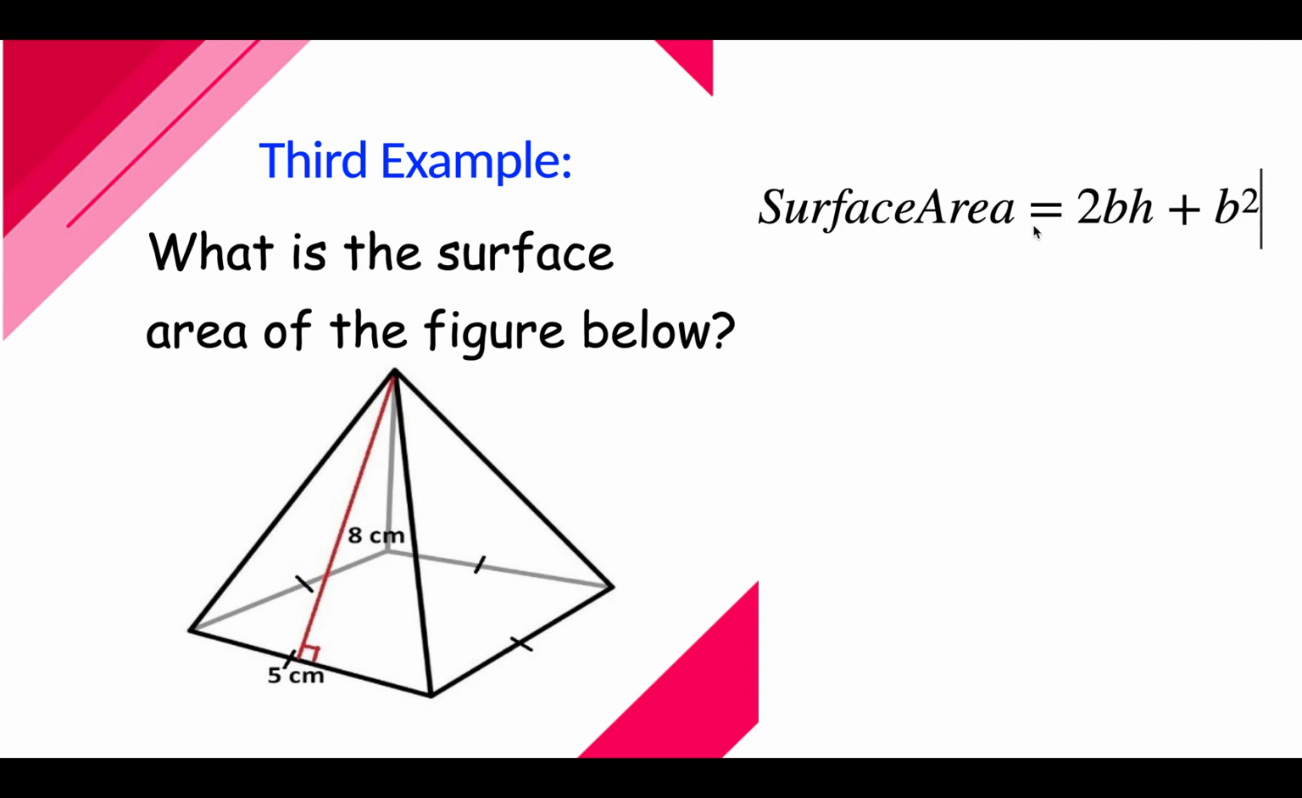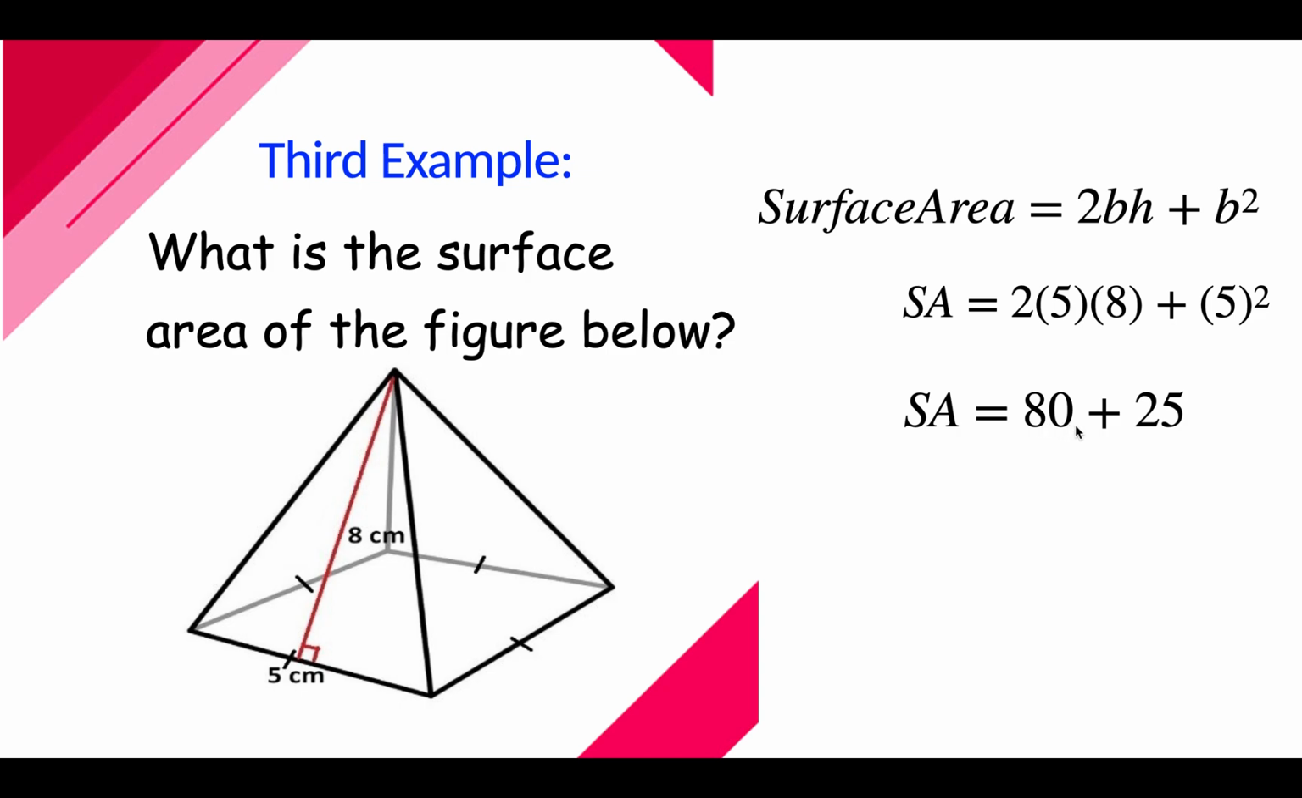So write the formula for the surface area, which is 2 base times height plus b squared. Just substitute the base and the slant height. So we'll have 2 times 5 times 8 plus 5 squared. So the surface area is equal to 80 plus 25. Again, why 25? Because that is 5 times 5. And then add. So we'll have 105 centimeters squared. So that is the surface area of the given figure.